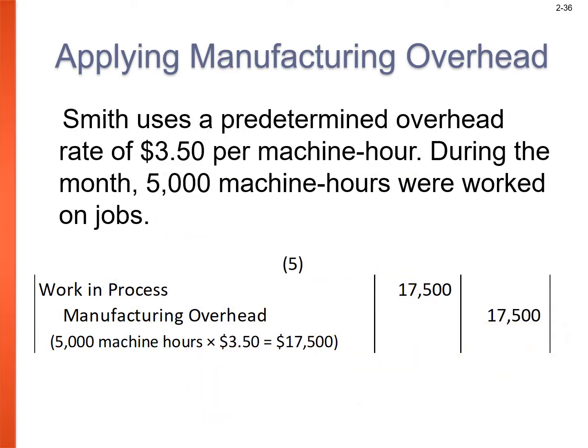So Smith uses a predetermined overhead rate of $3.50 per machine hour. During the month, 5,000 machine hours were worked, so they'll be debiting their work in process inventory, and I'm going to do that on my T accounts, and crediting their manufacturing overhead, $17,500.